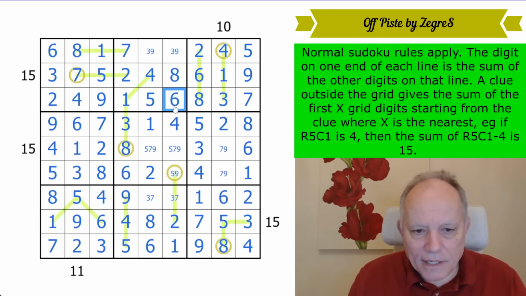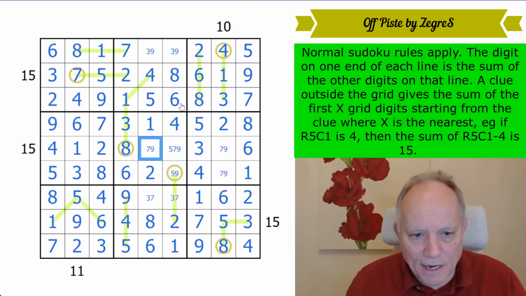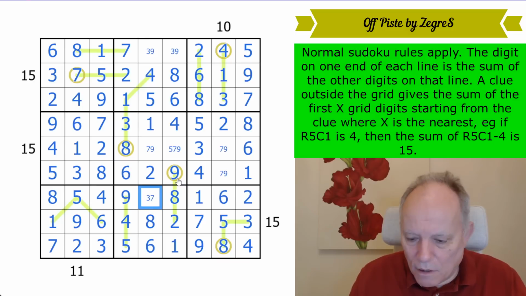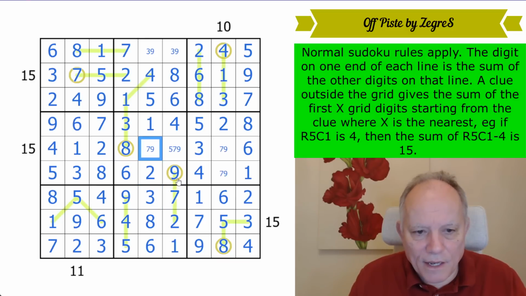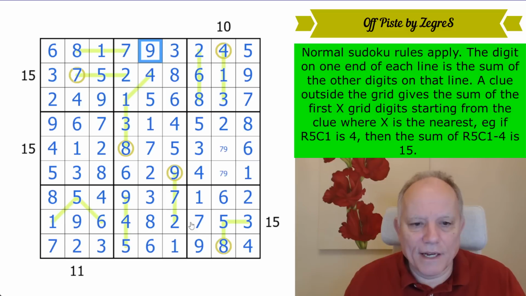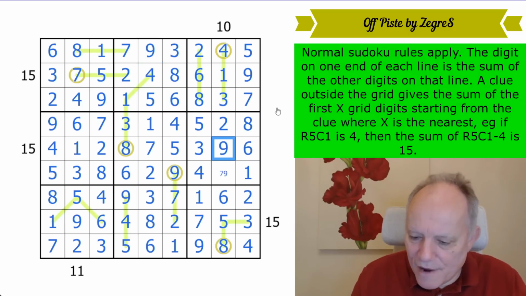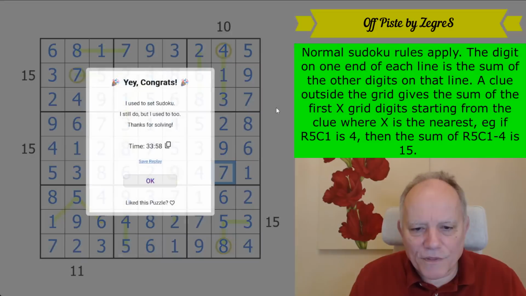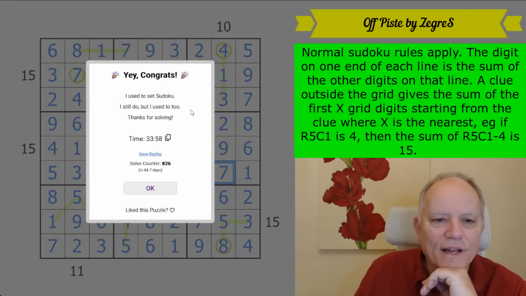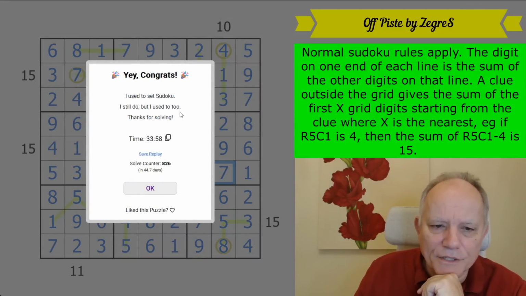Well, I'm glad I didn't just give up on this puzzle. I mean, I should have done, because I was a numpty and a fool. 7, 3, 7, 5, 3, 9. And it worked in a different way from what I thought. Well, some bits were the same, some bits were different. I used to set Sudoku, says Zegresh. I still do, but I used to too.